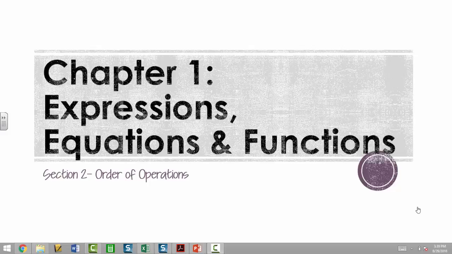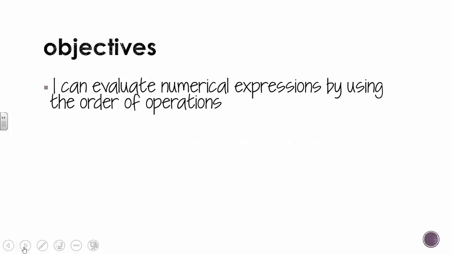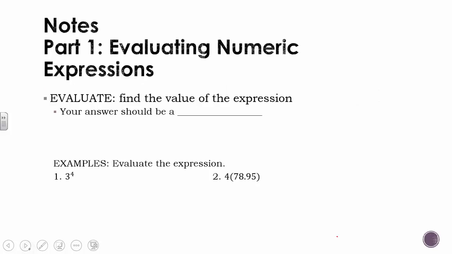Hi everyone. Chapter 1, Section 2 is about order of operations. So by the end of this lesson, you should be able to evaluate numerical expressions by using the order of operations. So let's talk about what that word evaluate means.